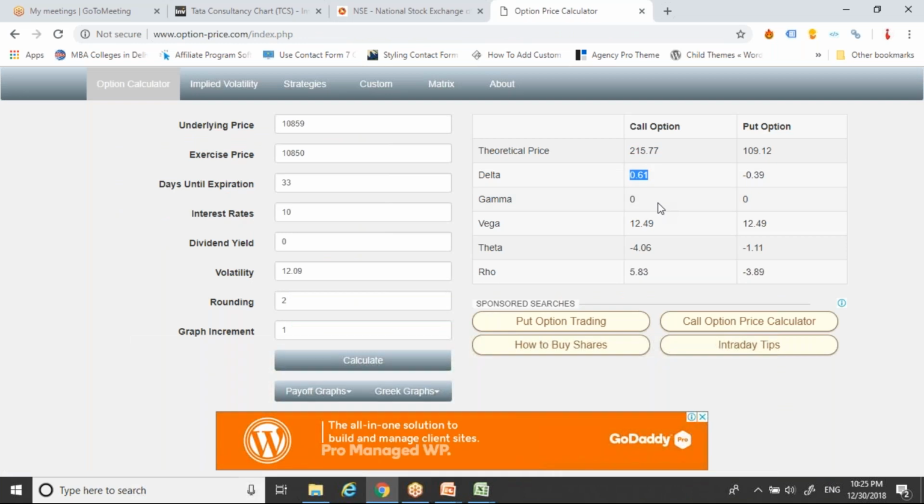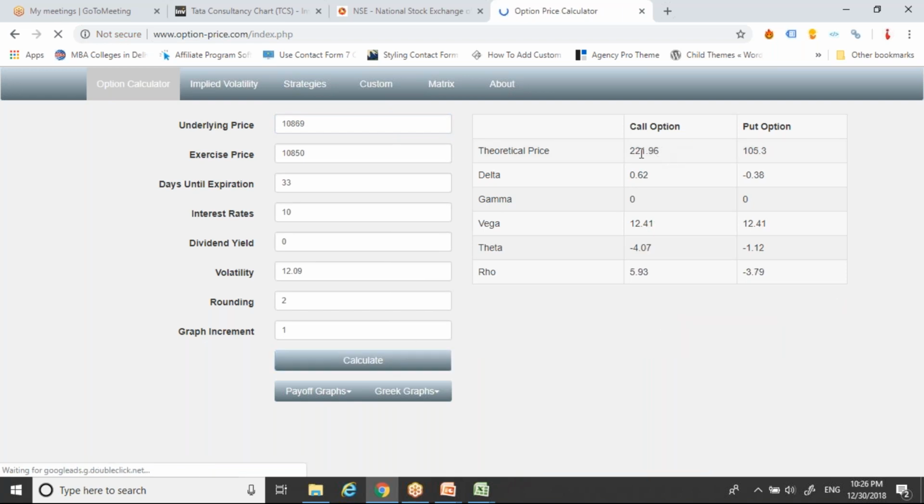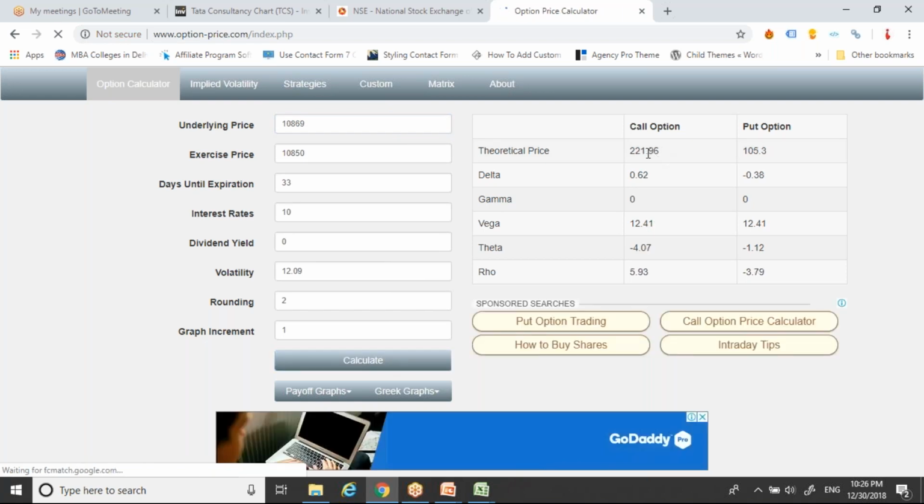61. Now what do you mean by delta? As I told you, change in option premium with respect to change in the underlying asset. So if I move Nifty 10 points up, the premium will change by around 6 rupees. Okay, so I'll move this 10 rupees up. I keep it at 69 and calculate. It went 6 rupees up.